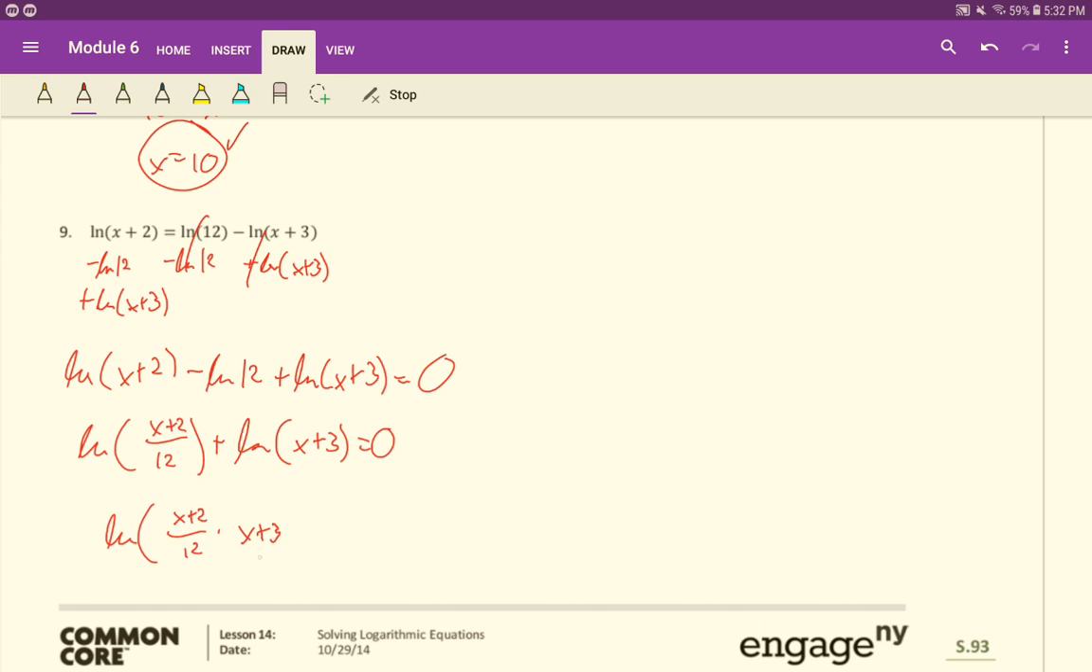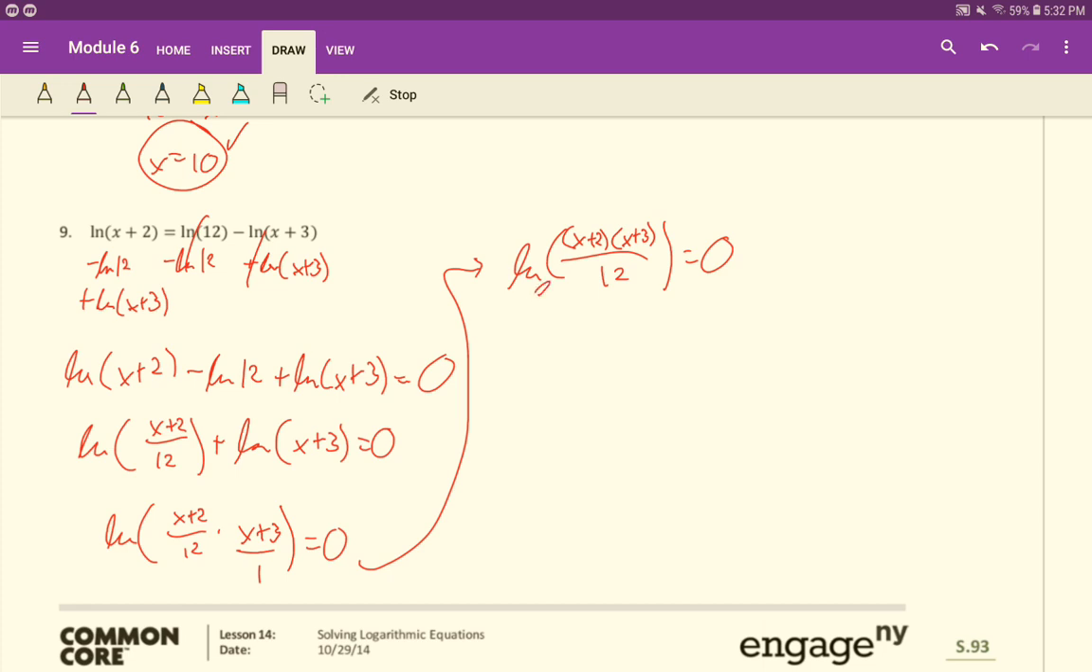Now we multiply by the x plus 3, remember that's over 1, and so it's going to be these two things that multiply together there. And so we're going to end up with natural log of x plus 2 times x plus 3 all over 12 equals 0. And now we'll eliminate the natural log. Remember, it's log base e. So this is going to be just e to the 0 equals x plus 2 times x plus 3 over 12. e to the 0 is 1.